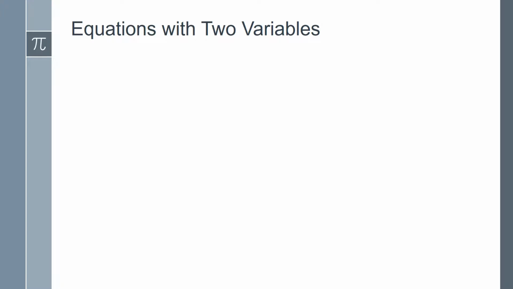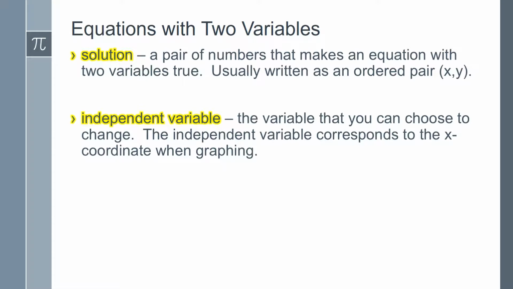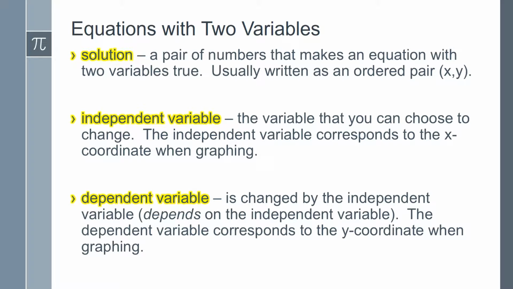First, let's talk about a few of the important vocabulary terms that we need to know. A solution is a pair of numbers that makes an equation with two variables true. We usually write the solution as an ordered pair, (x, y). An independent variable is the variable that you can choose to change. The independent variable corresponds to the x-coordinate when graphing. The dependent variable is changed by the independent variable. In other words, it depends on the independent variable. The dependent variable corresponds to the y-coordinate when graphing.